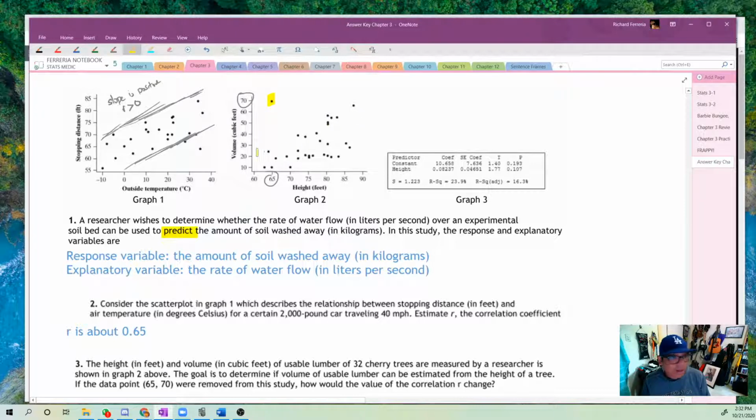We talked in graph 1 about that narrow band, and if I highlight that narrow band again, notice how far away that point is from it. So if I remove that point, that's just going to make the scatter tighter. It's going to make the trend more obvious.